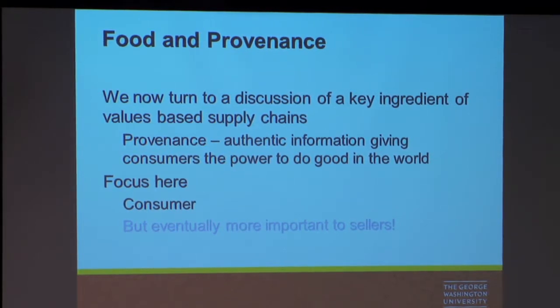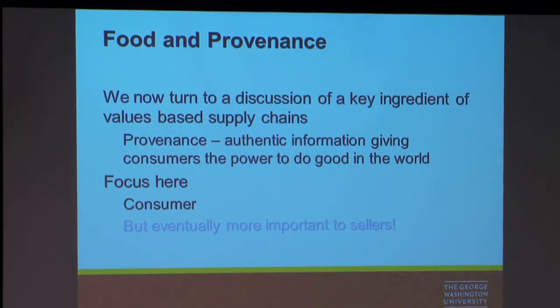Now, I want to have a brief, maybe 3-minute discussion of the key ingredient of a value-based supply chain. It's really simple. It's called provenance. This is authentic information giving consumers the power to do good in the world. So you can have the power to do good in the world if you have this information.